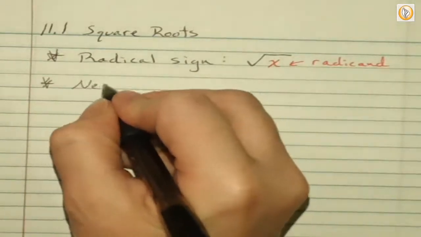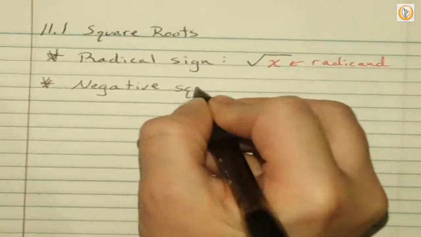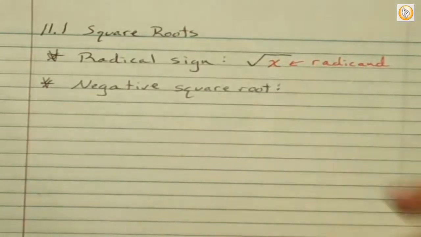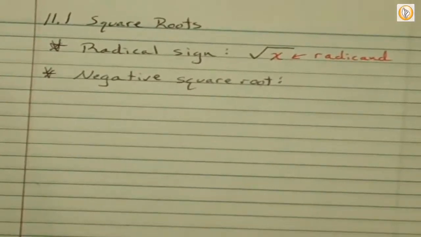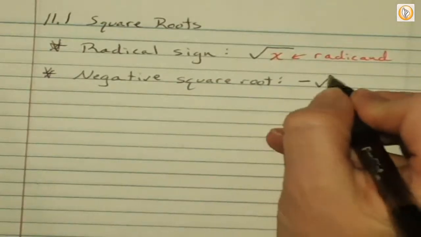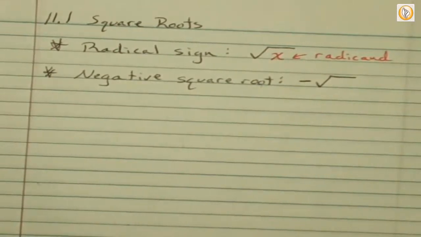To get a negative square root, I'm just going to be introducing several things. Negative square root. Okay, a negative square root. The negative sign is on the outside, not the inside. Okay, you really need to know that. It's on the outside.